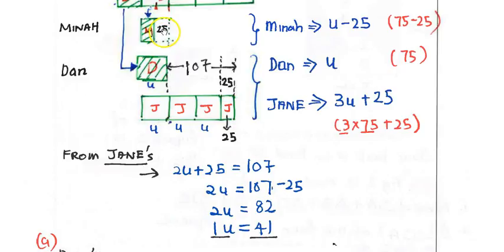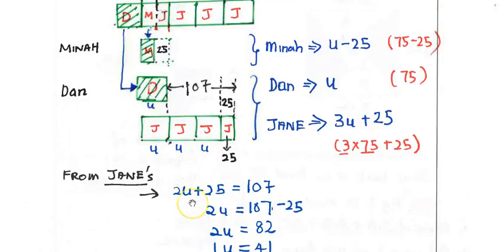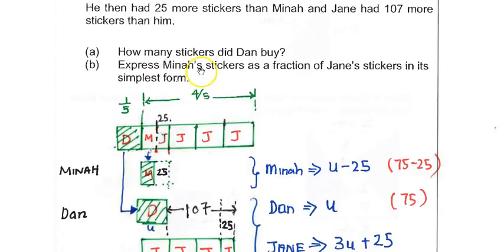Now, Mina is what? 41 minus 25. Look here. 41 minus 25. Okay. 41 minus 25. Just hang on first. This should not be here. Okay. 41 minus 25. And if you scroll down, you can find actually what is the question. Let's take a look at the question. Express Mina's stickers as a fraction of Jane's stickers in its simplest form.